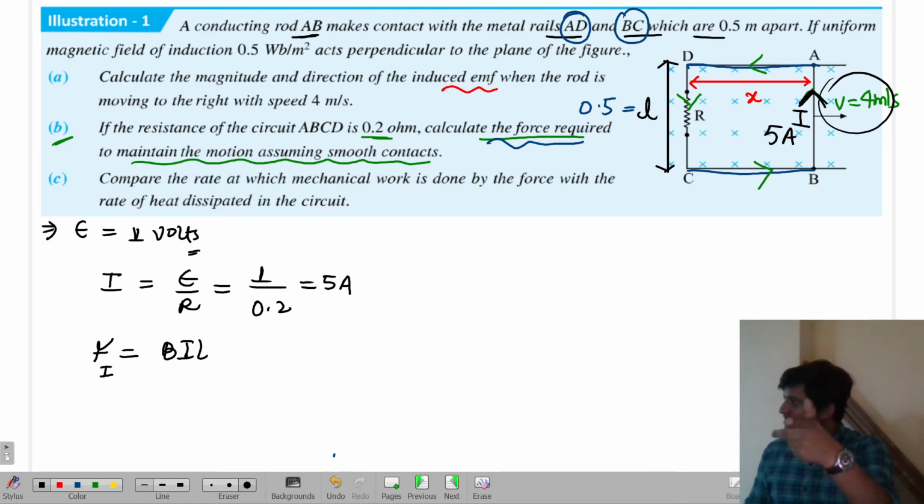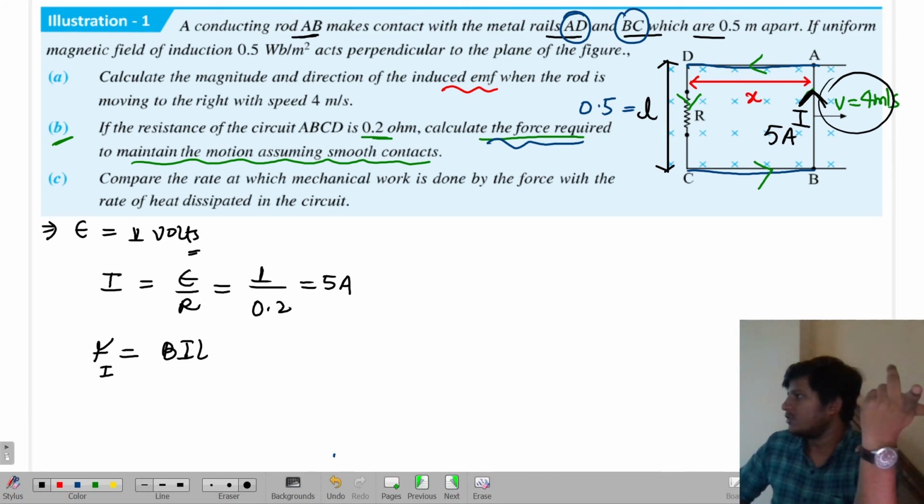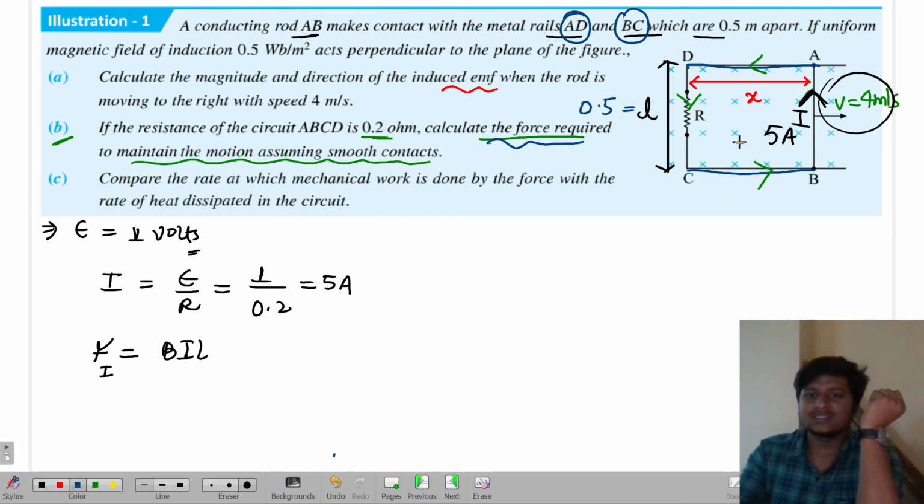So the magnetic field is inside. FBI again: force, magnetic field, current. The magnetic field is inside, so middle finger. What is this finger called? Index finger. So the index finger should be going inside. Right or not? Current is upwards. So where is the direction of force? Towards the left side. So this wire is experiencing the force towards the left side.